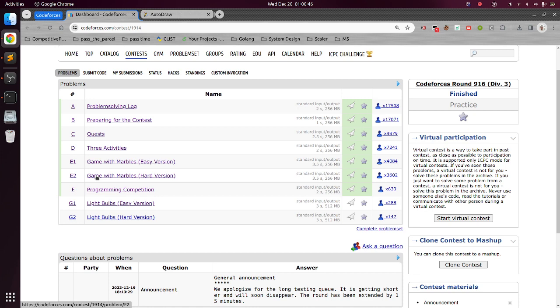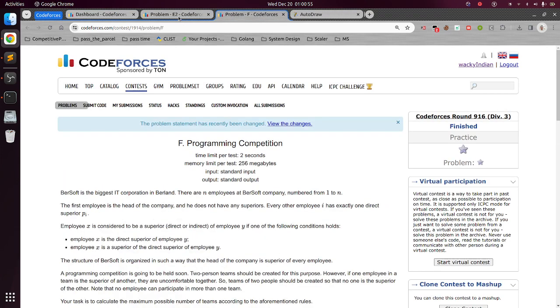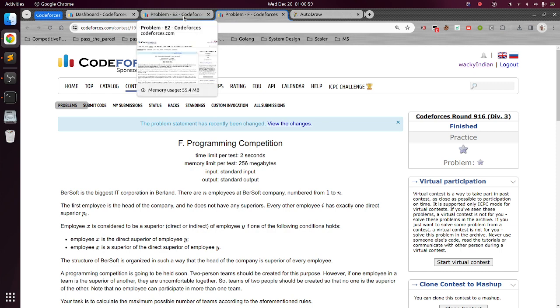Now we are going to E2 and E1. Pretty interesting problem. It took me a lot of time, but I was also exploring F for a long time, and this is quite an easy problem according to me now. And I went to dinner in between the contest, so yeah, these things happen.